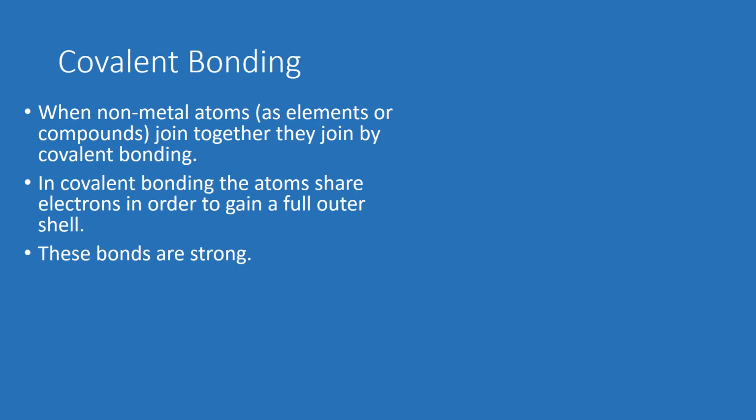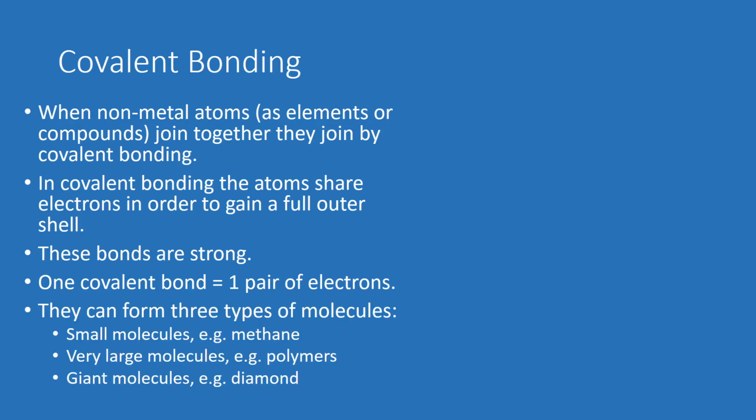A really important thing with covalent bonds is they're really strong, so they're really hard to break. They take a lot of energy in order to break them. And when we're looking at a covalent bond, one covalent bond is formed when two atoms each put in an electron, and so therefore we have a covalent bond formed at that point, a single covalent bond.